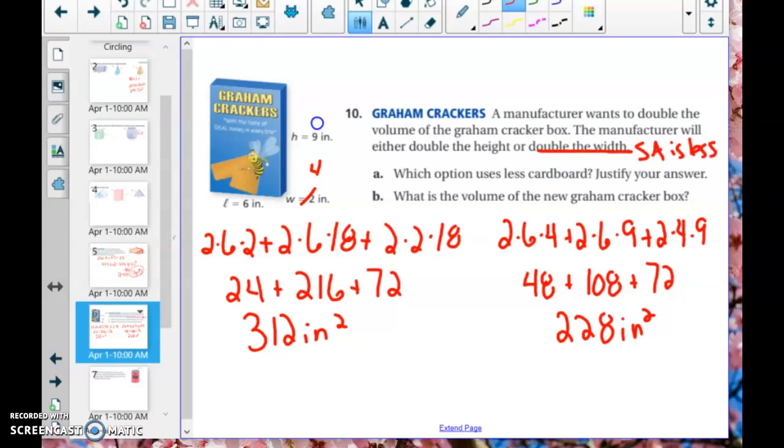And then it says, what is the volume of the new graham cracker box? Well, the volume of this rectangular prism would be area of the base, which would be 6 times 4 times the height of 9. So that would give me a volume of 216 inches cubed for this new box of graham crackers.